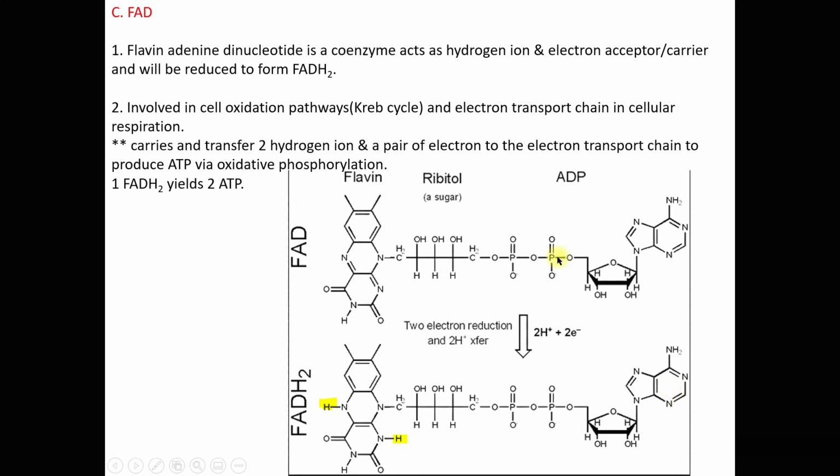Now the third energy carrier, FAD. FAD is flavin adenine dinucleotide. So this is how FAD looks like. Flavin adenine dinucleotide.